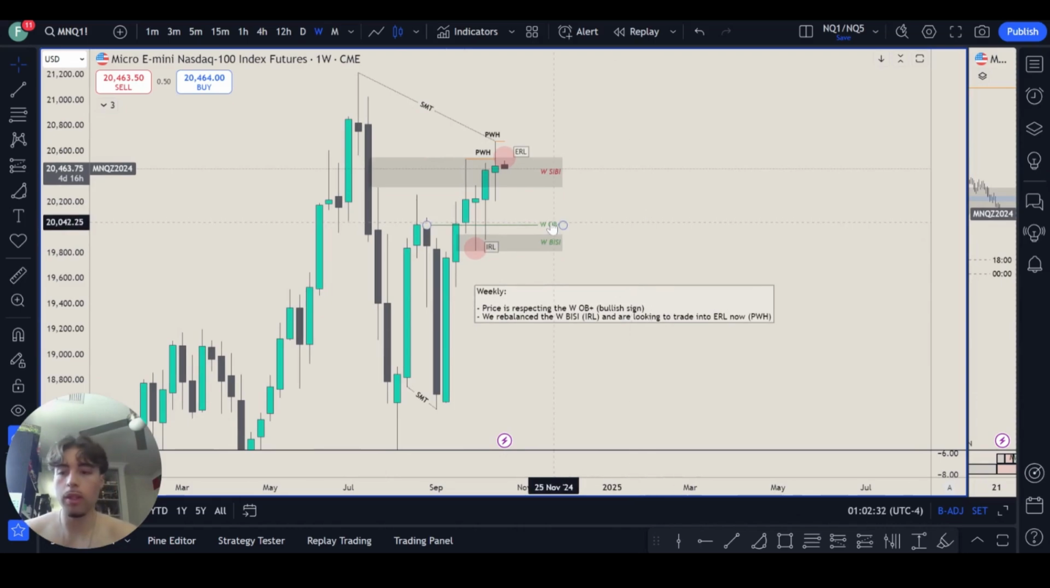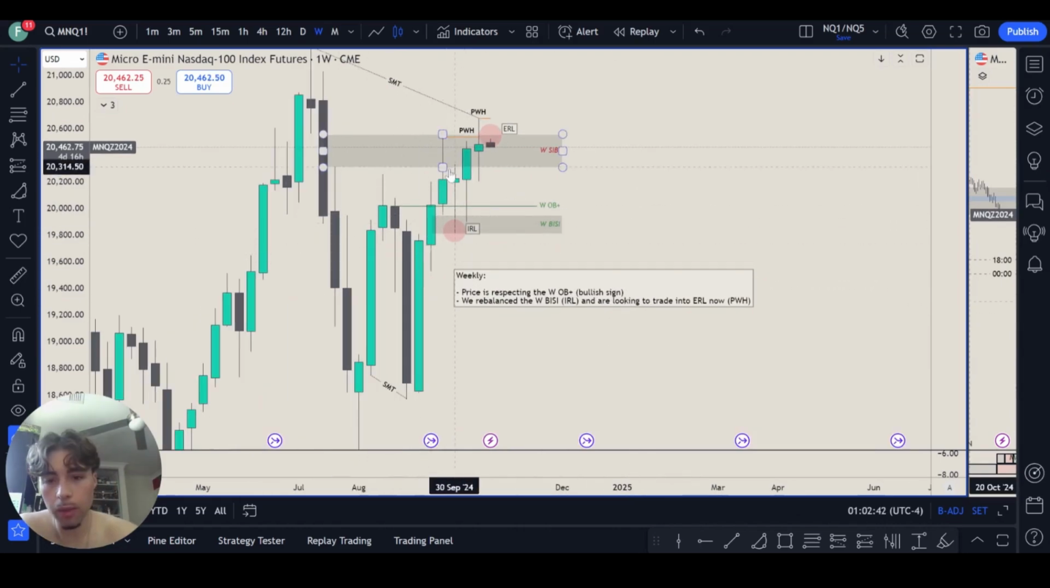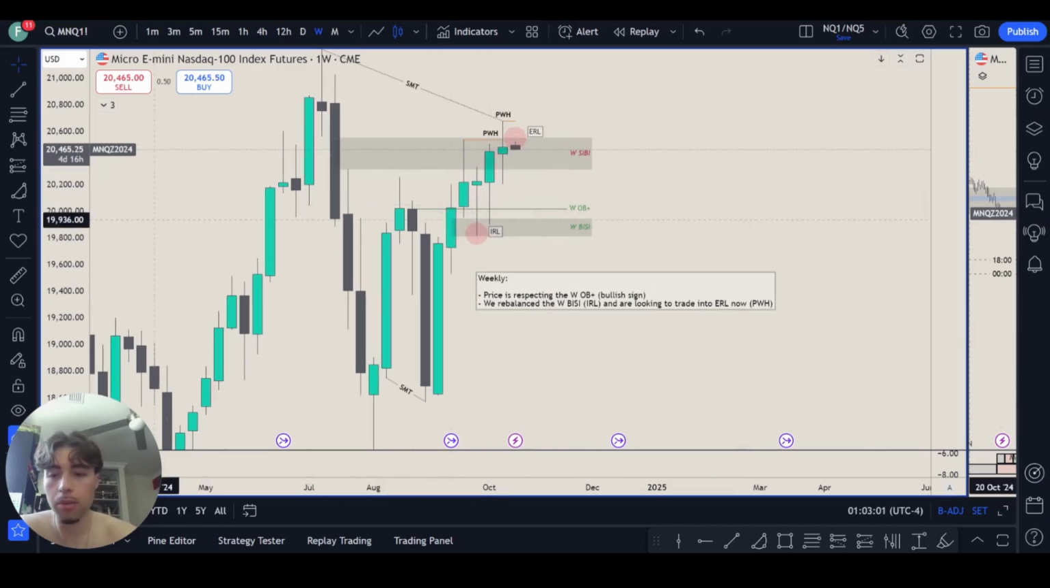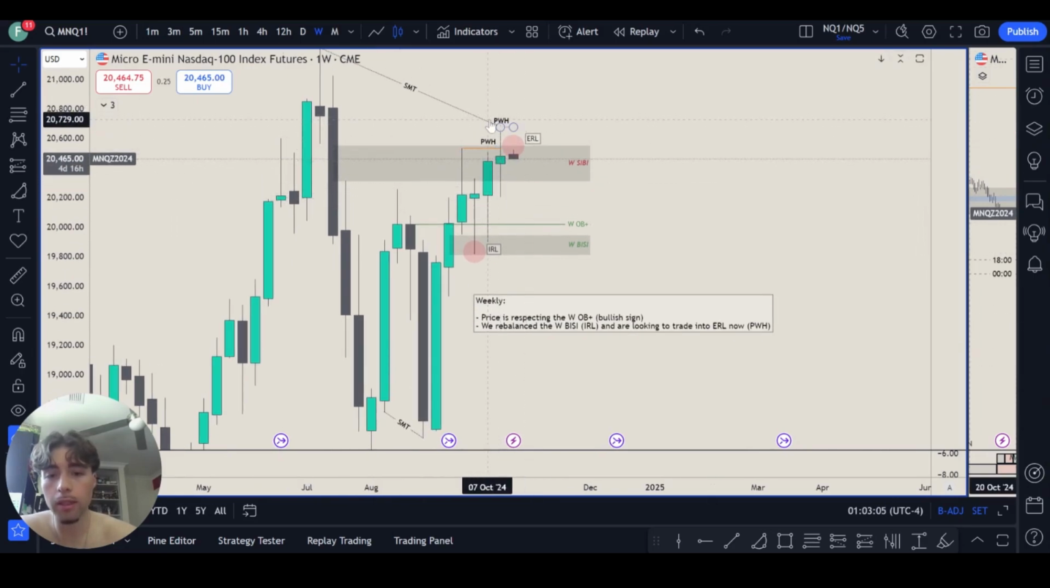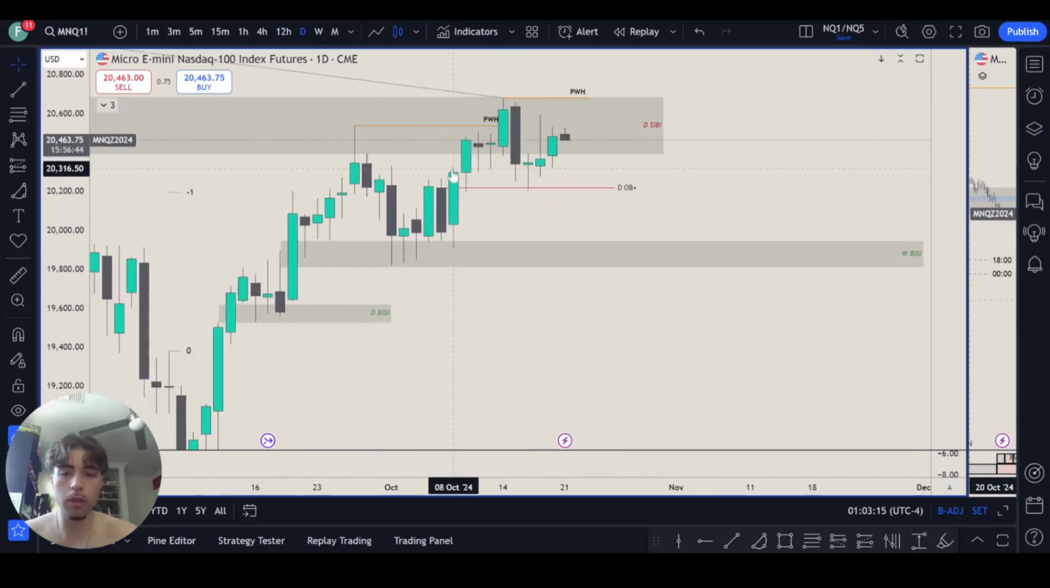So to give some context on the weekly, right here, once we've closed above this order block, we've actually created a weekly fair value gap, this weekly BSE right here. Price comes in, taps it, we tapped in IRL, and we expand into this previous week high. Okay, so we've got an IRL to ERL move, expecting price to do the same. So we've now just created the next external range liquidity right here, and we're going to rebalance in IRL and retarget that. So on the daily, you can see the same.